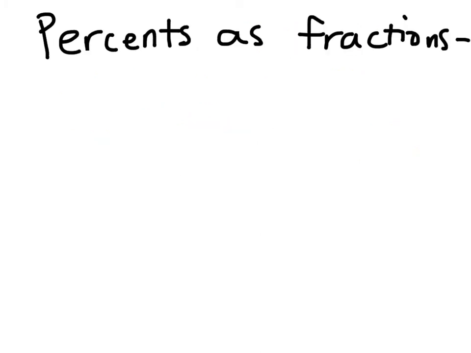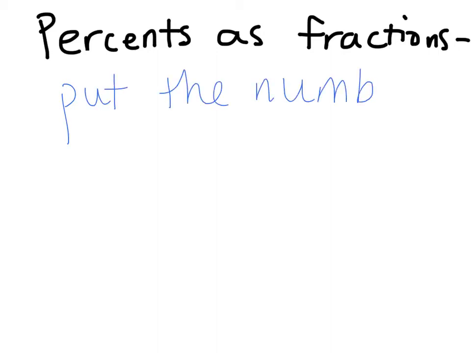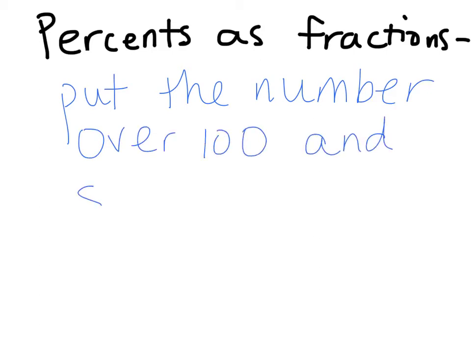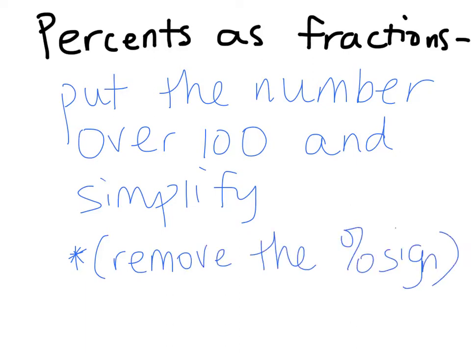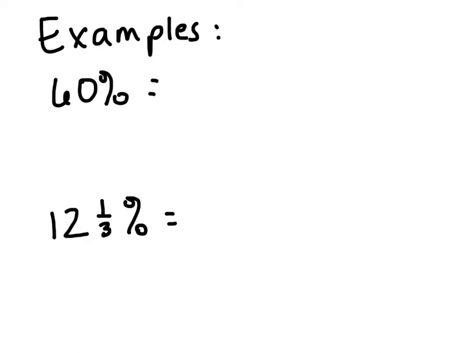When we write percents as fractions, we simply put that percentage over 100. Put the number over 100 and simplify. We also want to remember that we remove the percent sign. So a few examples. 60%, we remove the percent sign, we put 60 over 100, and we simplify to 3/5.